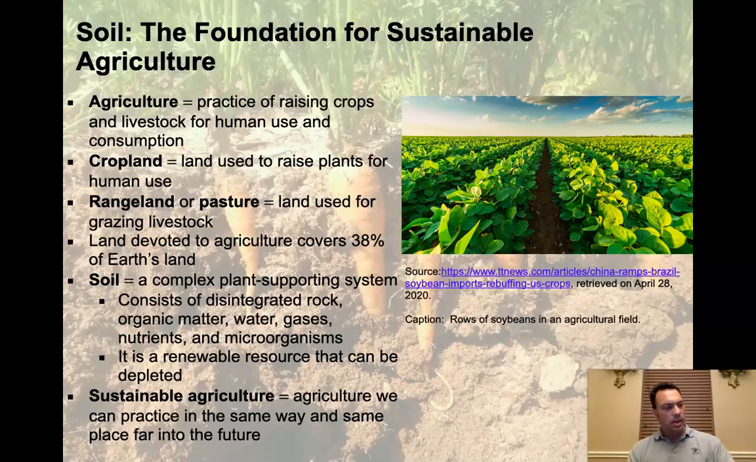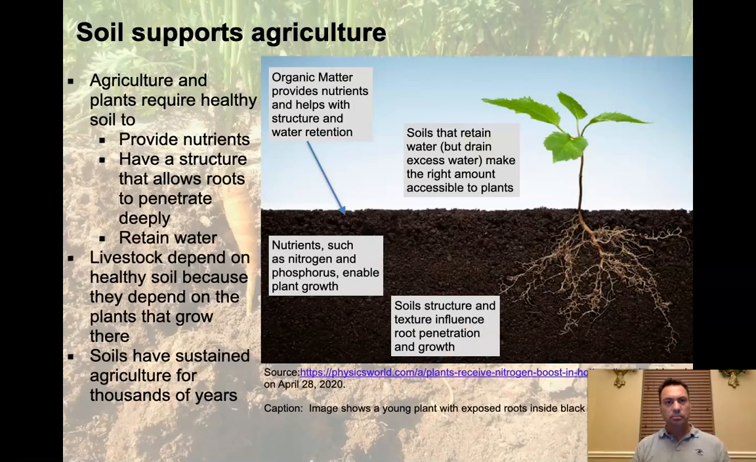And one last term that we need to bring up before we move on here is sustainable agriculture. Sustainable agriculture is agriculture we can practice in the same way and same place far into the future, right? And one of the things we're going to learn by the end of the next lecture or two is that while this is wonderful, lots of soybeans are coming out of this field in Brazil, it's not particularly sustainable. This is something we can do for a while, but it is having effects. And so we're going to talk about that going forward. All right, let's jump into it.